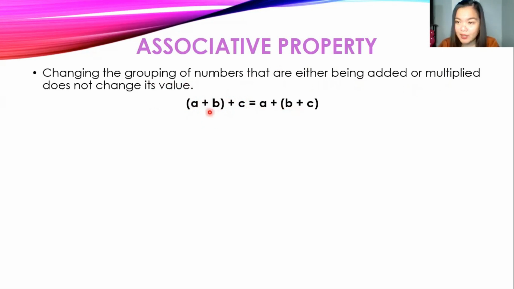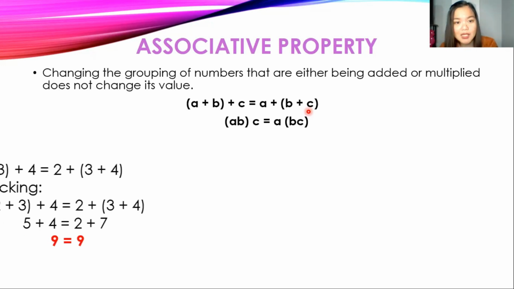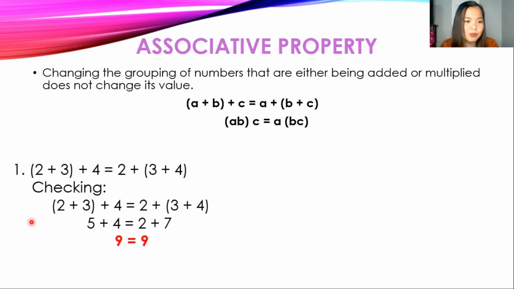In the first one, A and B are grouped together, and C is not in their group. But it says it's the same even if A is not in the group and B and C are the ones grouped. Okay, so A times B times C is also equal to A times the quantity B times C. Like that.